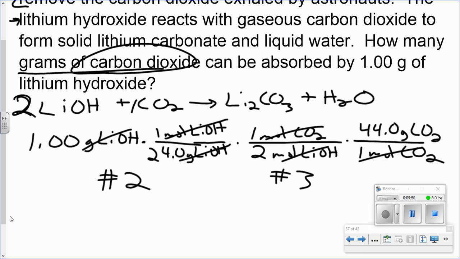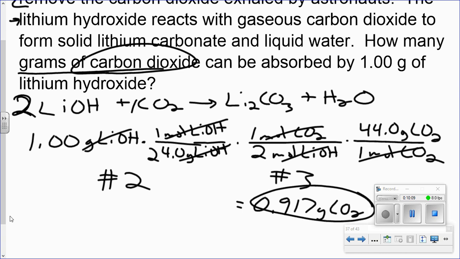And now you just plug through here. So the way I'm going to do this is 1 divided by 24. Don't forget to press equals. Divided by 2, press equals. Times 44, press equals. 0.917 is my final answer. All right, so that's stoichiometry. We're going to apply more of it later, but that's good for now. If you have any questions, go ahead and ask or email or whatever.